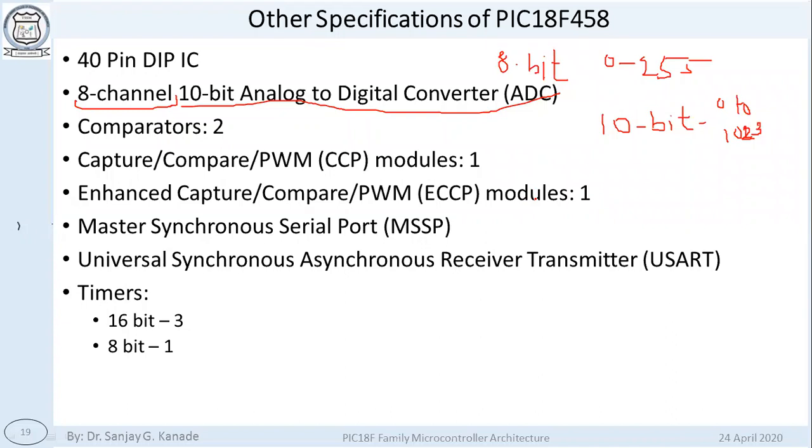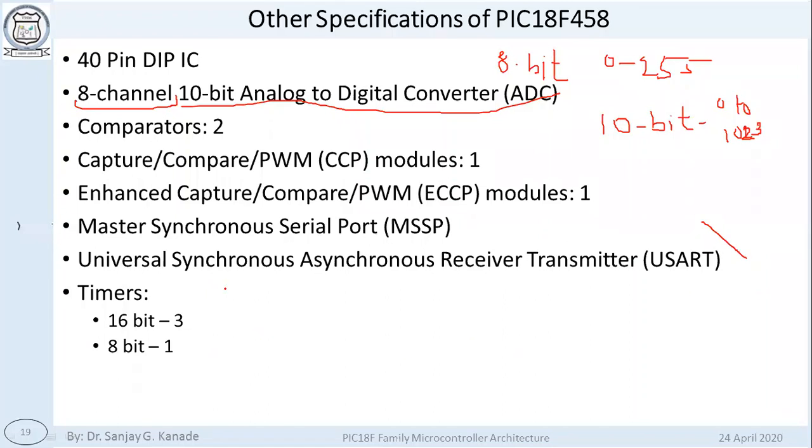There are two comparators inside the microcontroller. There is a CCP module. CCP means capture, compare and PWM module. One CCP and one enhanced CCP. These CCP modules we are going to study in the 4th unit. Then there is the master synchronous serial port and USART, universal synchronous asynchronous receiver transmitter. This we are going to study in the 5th unit.